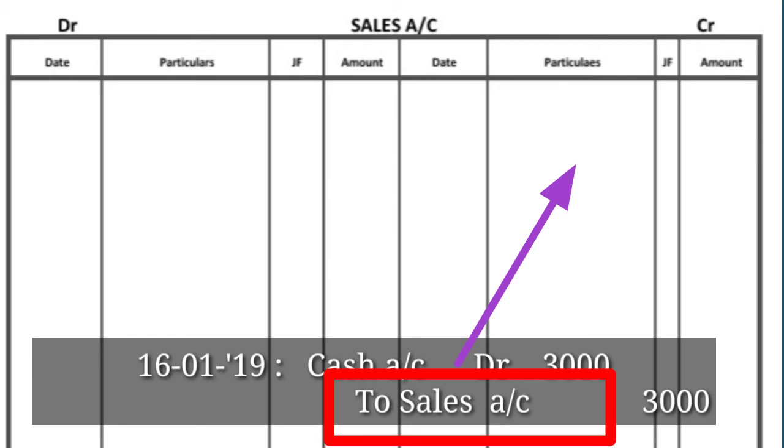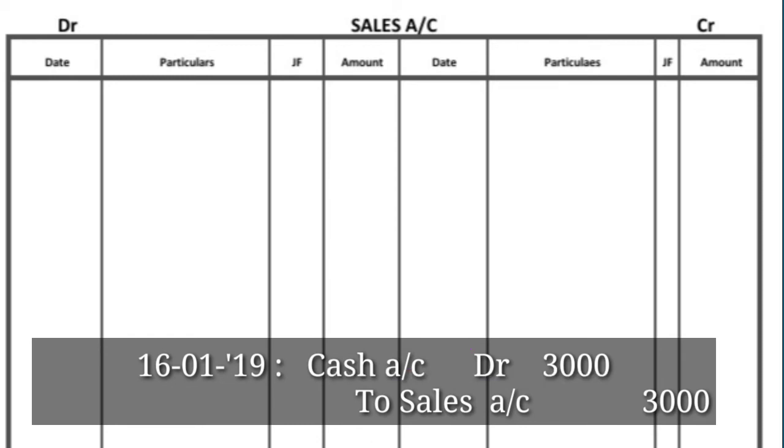Okay, so first we will write by, and what's the opposite name here? The opposite name is cash. We will write by cash. In date column 16th January 2019, and particulars column by cash, amount 3000, right? Now we separated cash and sales. Cash is going to his place and sales is going to his place.